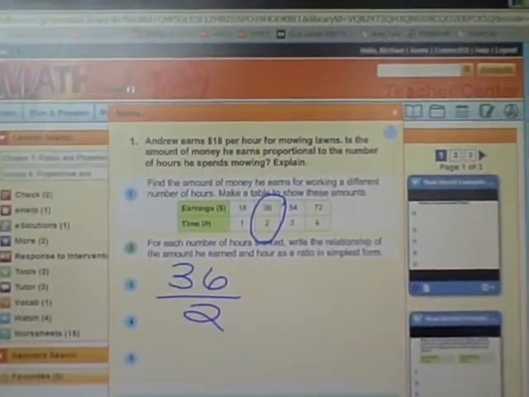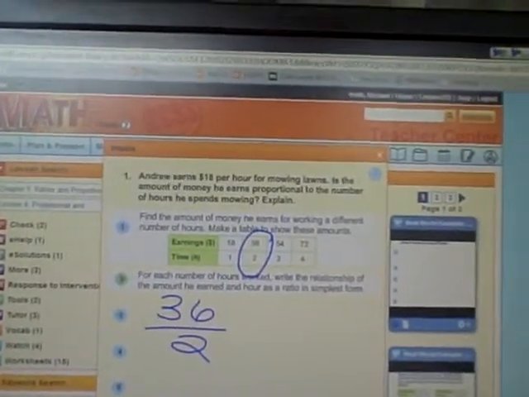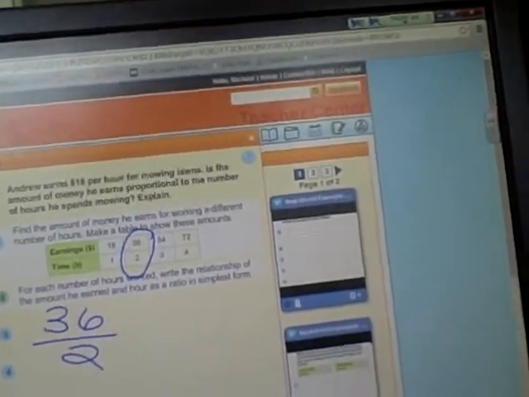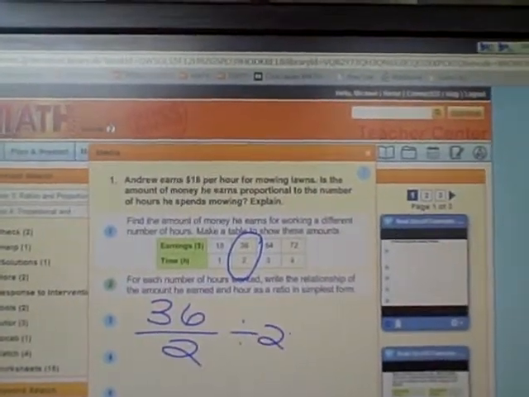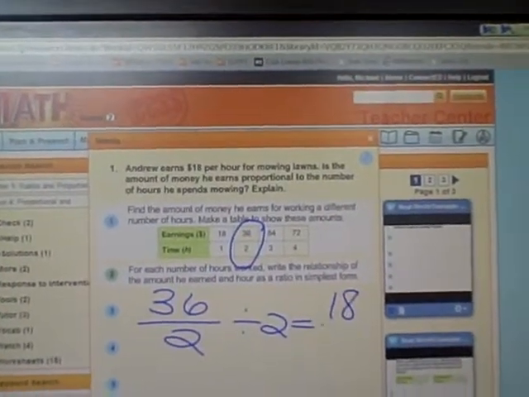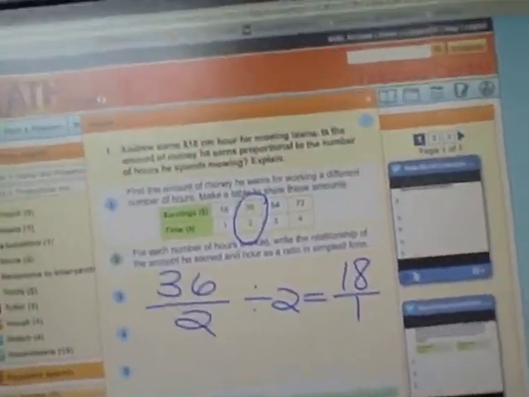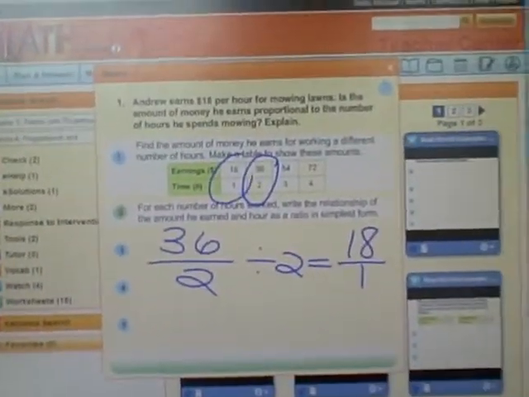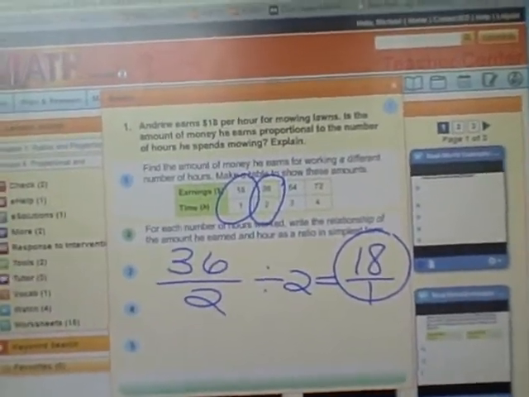I need to change that to a unit rate. How do I get my denominator to be 1? Gabriel? You divide by 2. You divide by 2 on the top and the bottom. Divided by 2 is going to give me 18 over 1. Now I have a unit rate. Does this match this? Yes. So let's keep going.